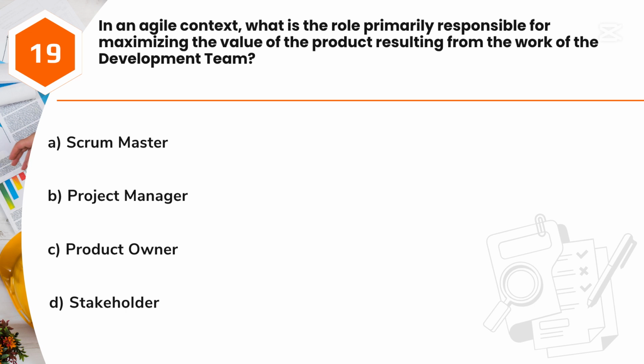Question 19. In an Agile context, what is the role primarily responsible for maximizing the value of the product resulting from the work of the development team? A. Scrum Master. B. Project Manager. C. Product Owner. D. Stakeholder.